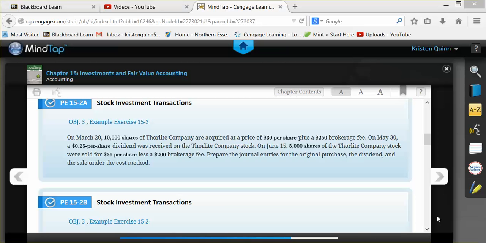The exercise tells us that on March 20th, 10,000 shares of Thorlite Company are acquired at a price of $30 per share plus a $250 brokerage fee. On May 30th, a 25-cent per share dividend was received on the Thorlite Company stock. On June 15th, 5,000 shares of the Thorlite Company stock were sold for $36 per share, less a $200 brokerage fee. And we need to prepare the journal entries for the original purchase, the dividend, and the sale under the cost method.